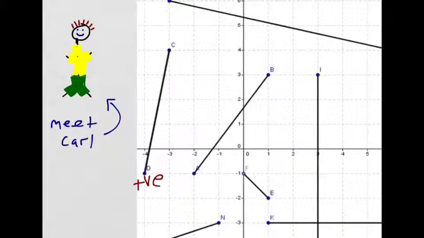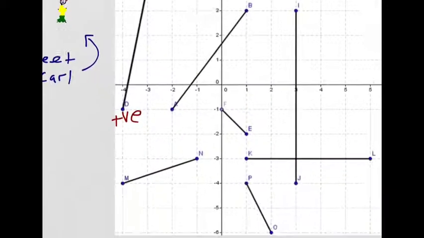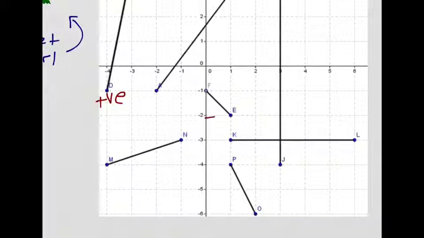Let's try taking Carl on a different line this time. Let's go to the line FE. Carl again is going what direction? Left to right. Good. Is he going up or down? Down. So this would be a negative slope. Good job.